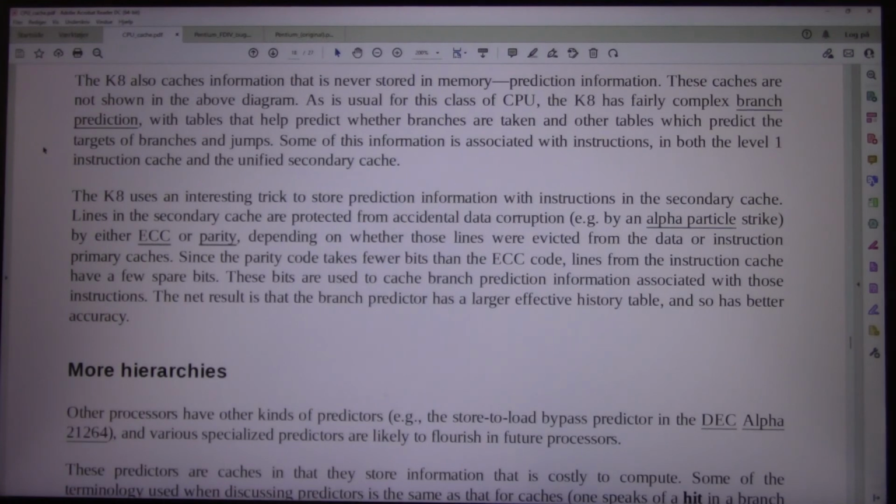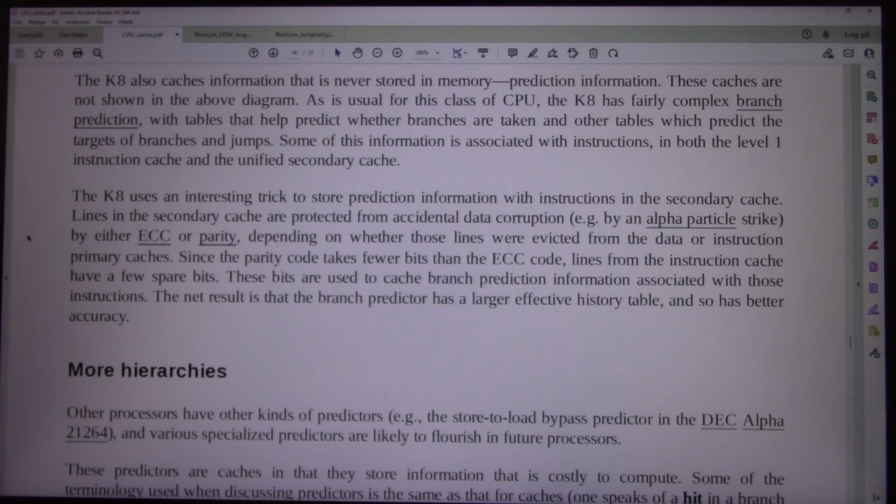As is usual for this class of CPU, the K8 has fairly complex branch prediction, with tables that help predict whether branches are taken and other tables which predict the targets of branches and jumps. Some of this information is associated with instructions, in both the level 1 instruction cache and the unified secondary cache.